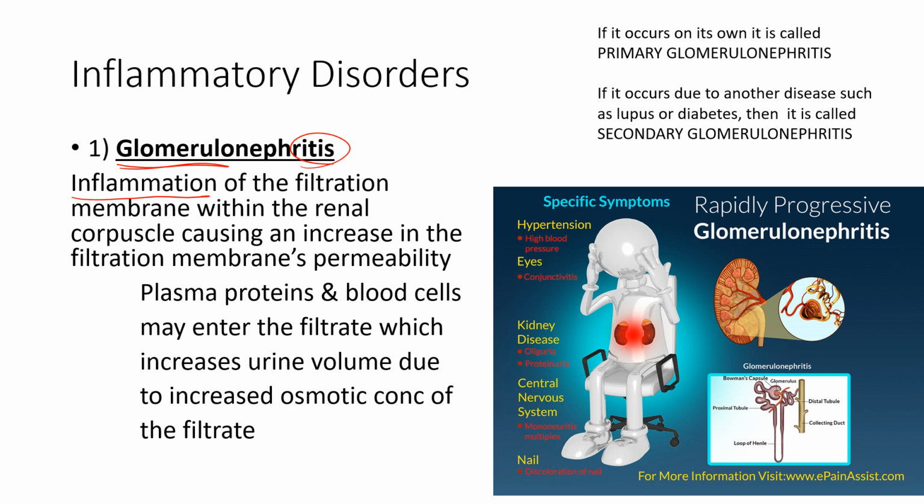Within the renal corpuscle. So remember, the renal corpuscle has got Bowman's capsule, and within that is the glomerulus. So we're talking about inflammation at the capillary, the glomerulus, which increases the filtration's permeability. So plasma proteins, blood may enter the filtrate, which increases urine volume due to increased osmotic concentration of the filtrate.